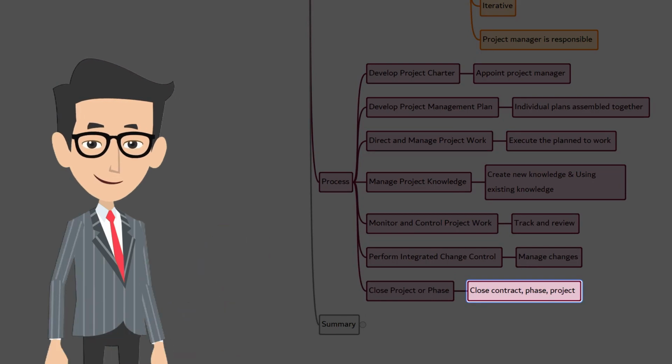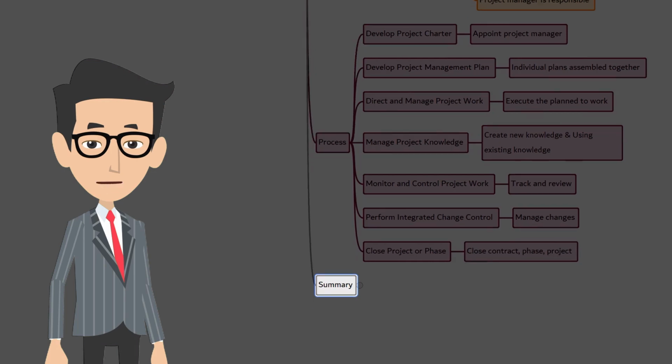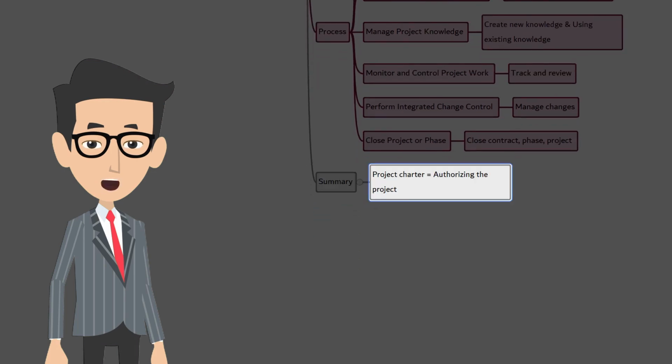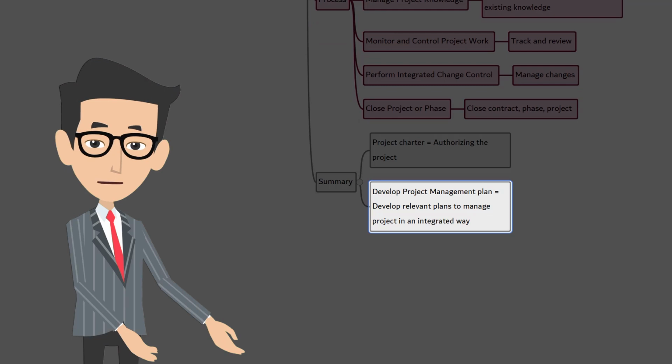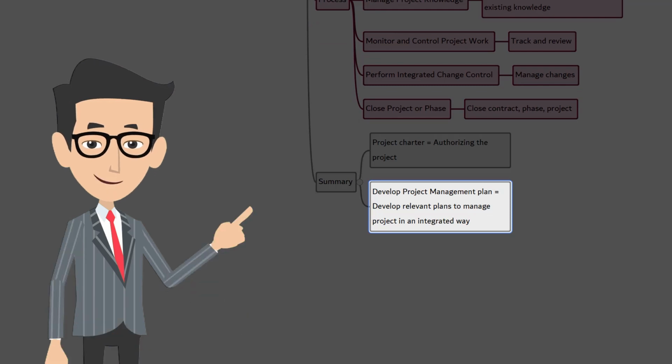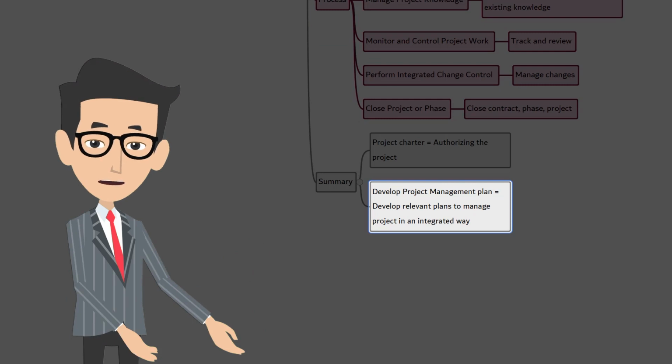To summarize, the first one is develop project charter. It's about authorizing the project. Second, develop project management plan is about developing a plan to manage the knowledge areas of the whole project in an integrated way. Remember, the project management plan can never be a single document. It's a plan that consists of so many subsidiary plans. The third one is direct and manage project work. It's about executing the work.